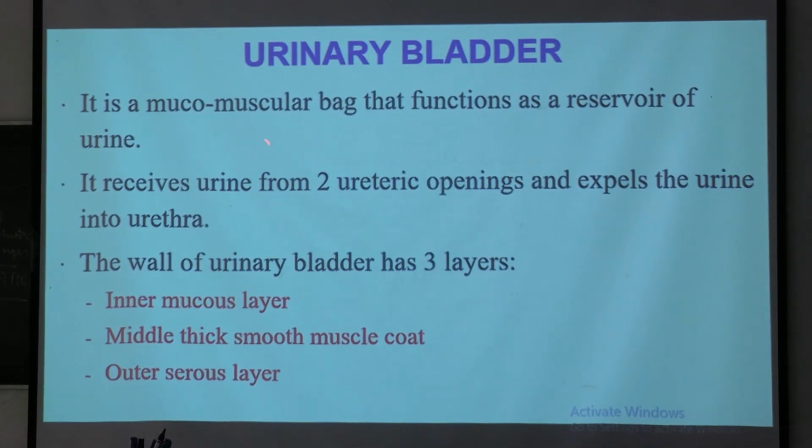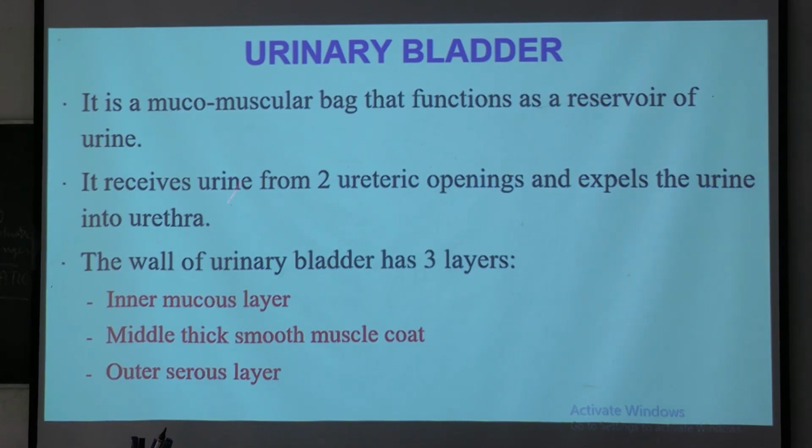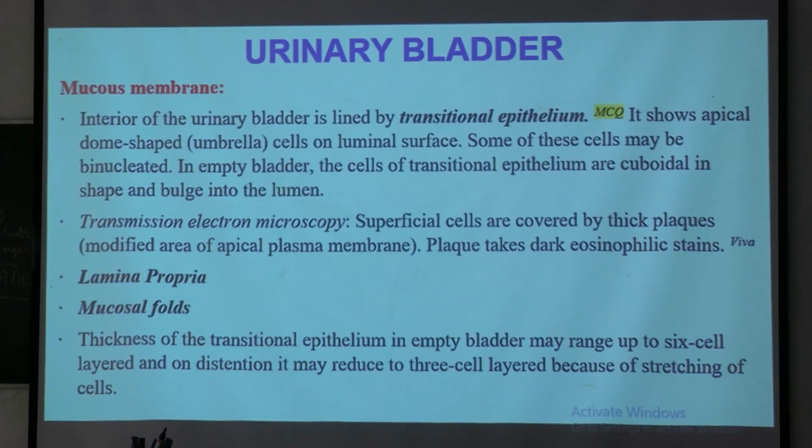So urinary bladder, it is a mucomuscular bag that functions as a reservoir of urine. It receives urine from two ureteric openings and expels the urine into the urethra. The wall of the bladder has three layers: inner mucous layer, middle thick smooth muscle coat, and outer serous layer. Mucous membrane, the interior of the urinary bladder is lined by transitional epithelium.